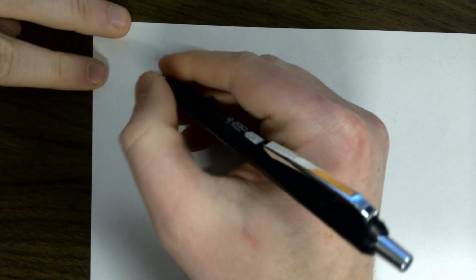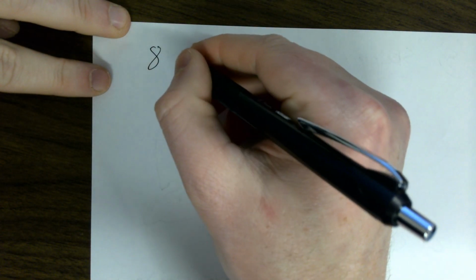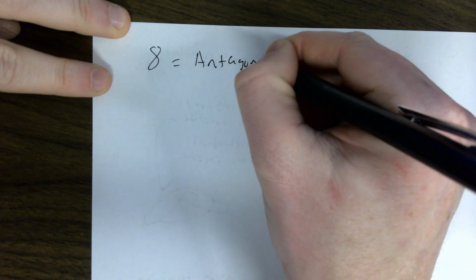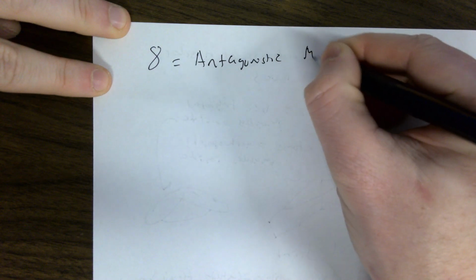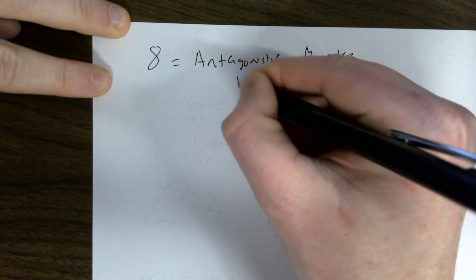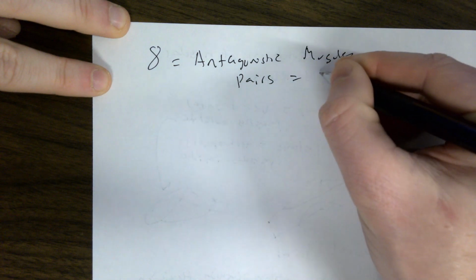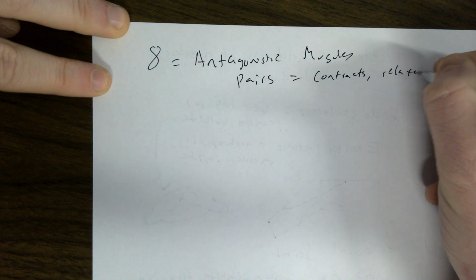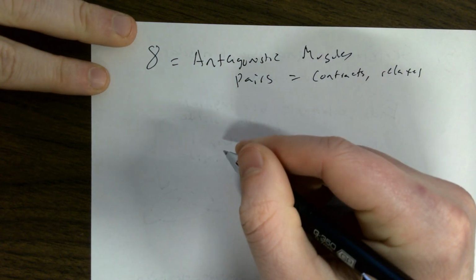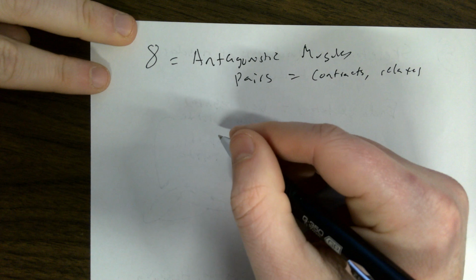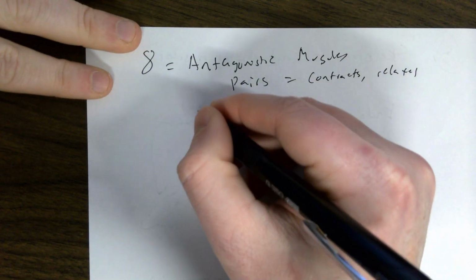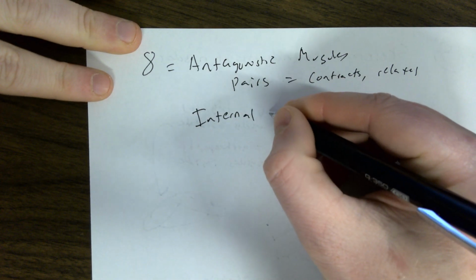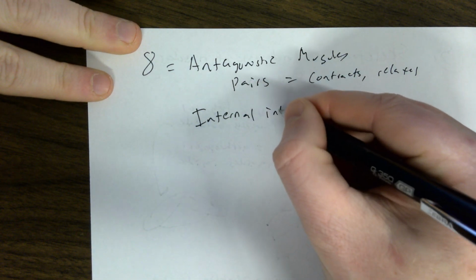Now, standard 8 is all about antagonistic muscles. So these are muscles that work in pairs. So when one contracts, the other relaxes. You have a lot of them, like your bicep and tricep. Pretty much all of your muscles are antagonistic. The main ones we need to know for the IB standards, though, we've already learned about. Those are your external intercostal muscles.